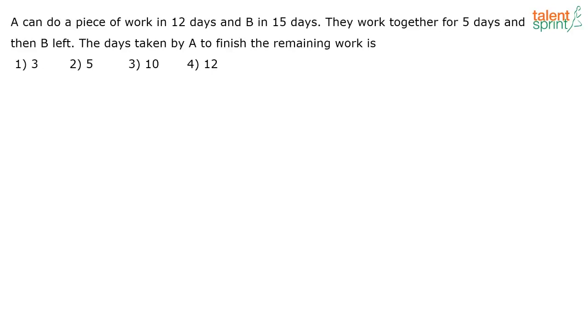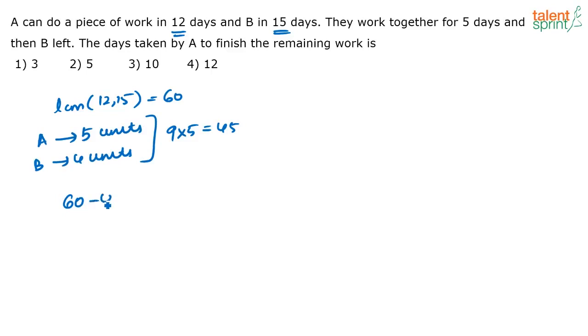A can do a piece of work in 12 days and B in 15 days. They work together for 5 days and then B left. The days taken by A to finish the remaining work is dash. Again you have 12 and 15. What is the LCM of 12 and 15? You know the LCM of 12 and 15 is 60, correct? So A in one day will do 5 units of work out of 60 units. In 5 days, 45 units are done, so you have 15 units remaining. Now these 15 units can be done by A in 3 days. Answer is option 1, that is 3 days.